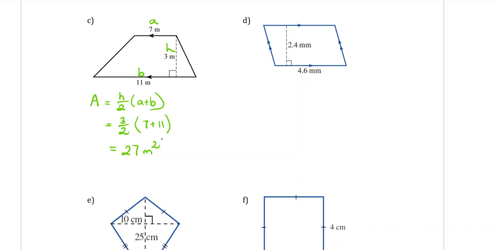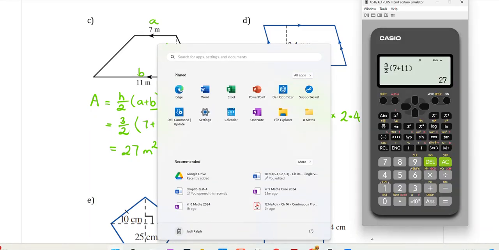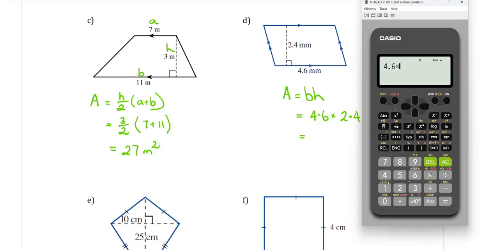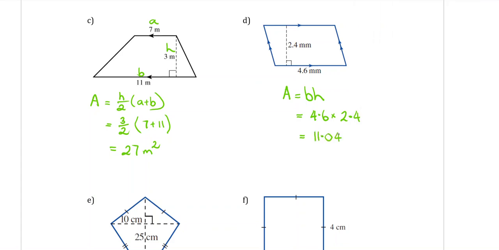Good. What's its formula? Yes. Okay, so the base and the height, the only two numbers that are on there, it's going to be 4.6 times 2.4. So decimals are okay. 4.6 times 2.4 equals 11.04 millimetres, not just metres, millimetres squared.